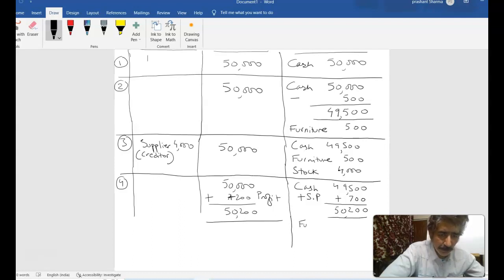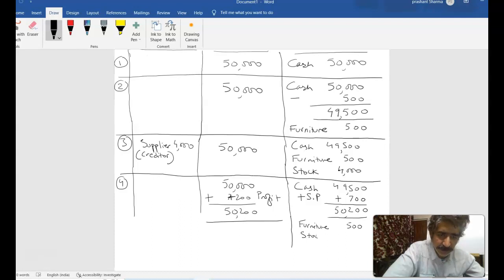Furniture I'm copying as it is from the previous equation. My presentation is a bit different for clarity purpose. Okay, it's a vertical way of presenting things. Now furniture remains at 500 children, as you can see.